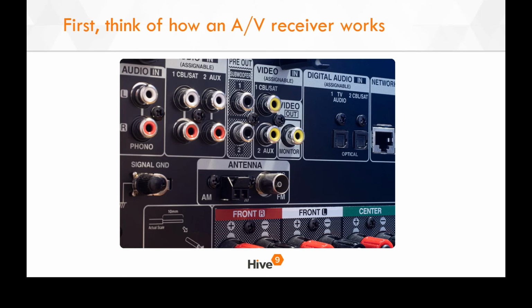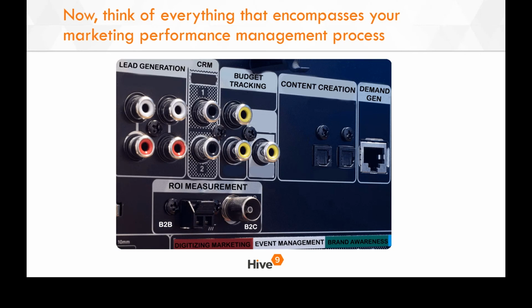And what we think about is translating that to our marketing backbone. So we see our lead generation, our CRM, our budget tracking, our content creation, demand gen, ROI measurement, and more. So you've got all these moving parts that have to come together, and this list could go on and on. But depending on your specific marketing responsibilities and the complexity of your organization, this could get a little bit crazy. So what component is the backbone of your marketing performance management?